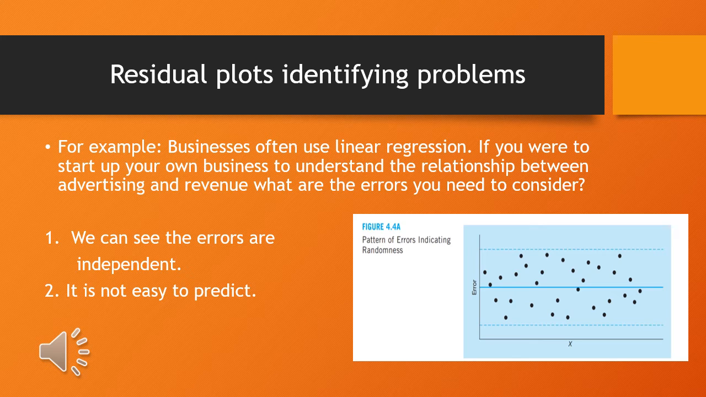When identifying problems using residual plots, for example, businesses often use linear regression. If you were to start up your own business to understand the relationship between advertising and revenue, what are the errors you need to consider? From looking at the diagram presented, we can see patterns of errors indicating randomness. So we can see the errors are independent, for one, and two, that it's not easy to predict because it's all random and it's scattered everywhere.